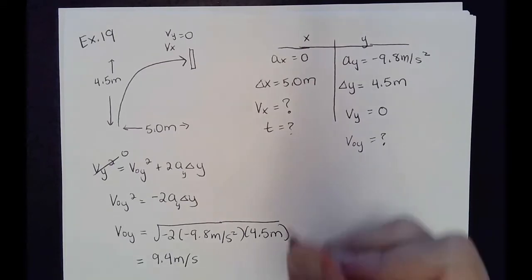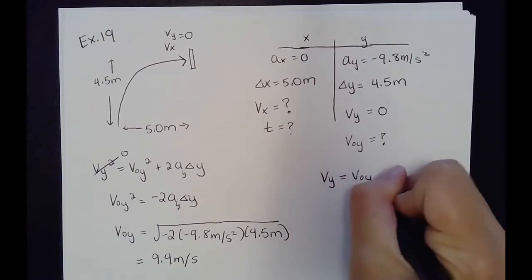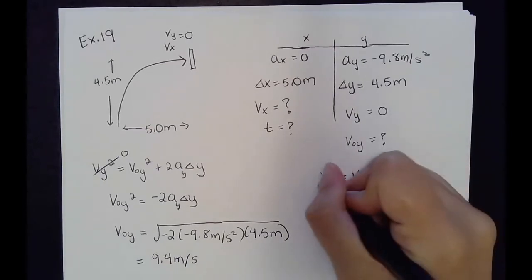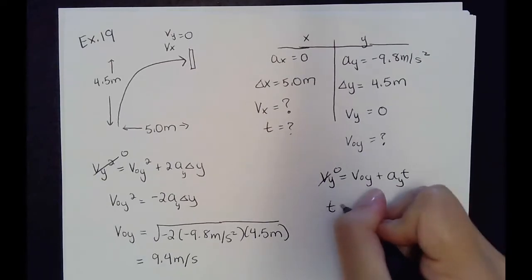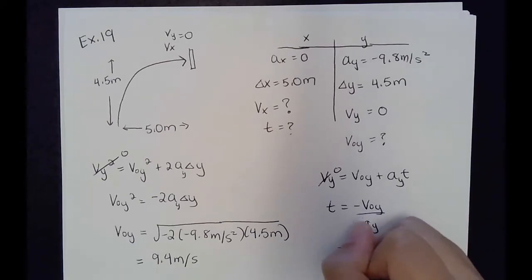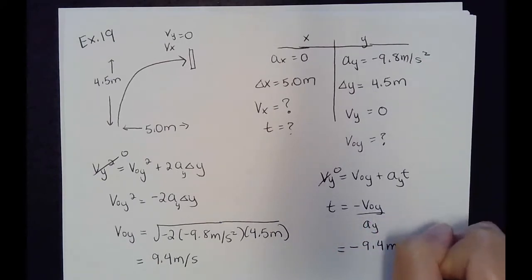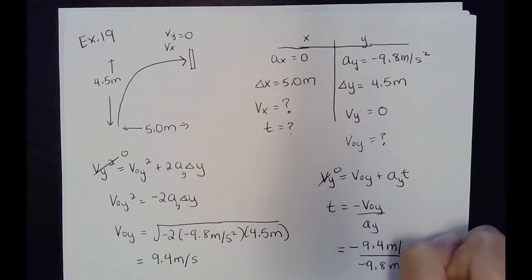Okay, now we can use that to find time because we have Vy equals V naught y plus at. Vy is 0 again, the final y velocity. So I get t equals negative V naught y over a, which is negative 9.4 meters per second over negative 9.8 meters per second squared.